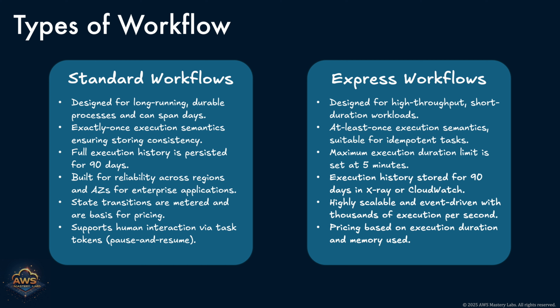Express workflows are designed for high-throughput workloads, capable of supporting thousands of workflow executions per second. They're an excellent fit for scenarios like processing messages from Amazon SQS, reacting to events from EventBridge, or orchestrating short Lambda-based microservices. One of their key characteristics is at least once execution semantics. Unlike standard workflows, which guarantee exactly once execution, express workflows prioritize speed and scale.